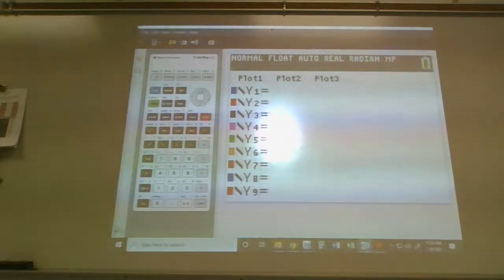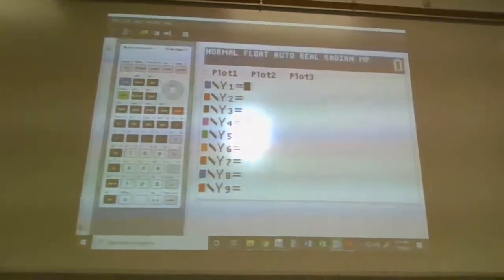You do need to get the practice with typing these things in, because the y equals key and the square root function work a little bit weirdly. Oh, sorry, I'm stuck on your foot.